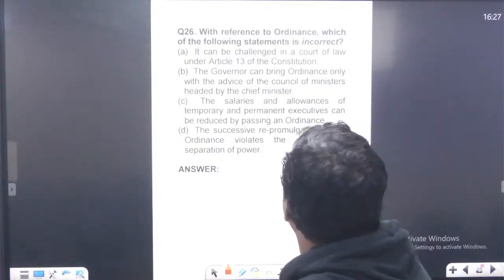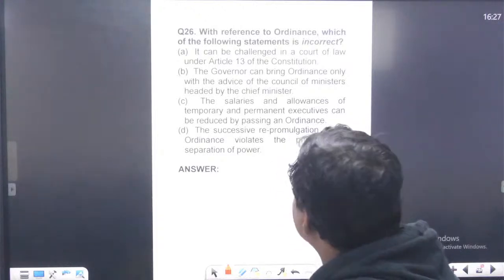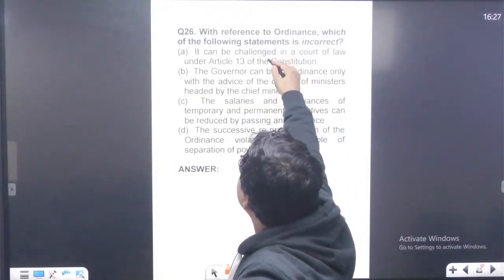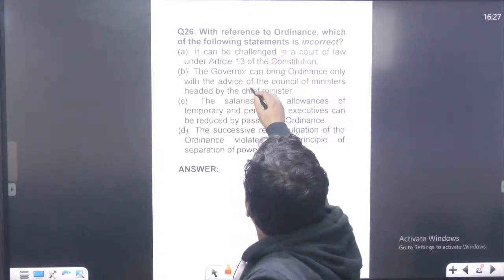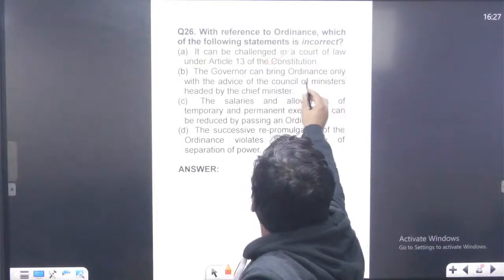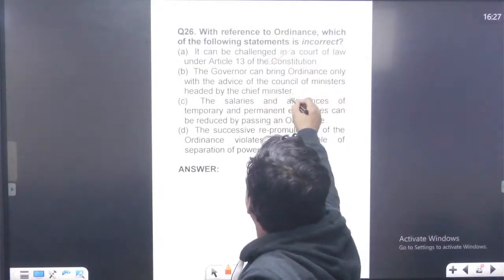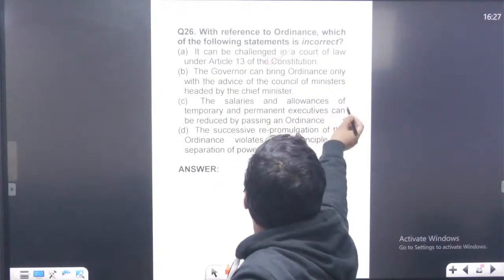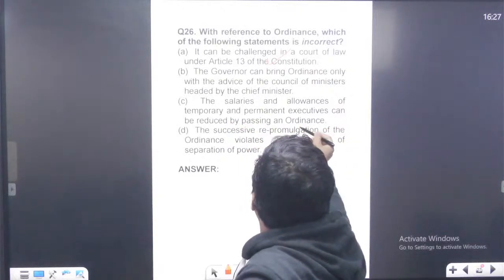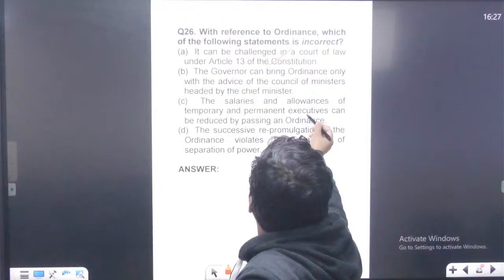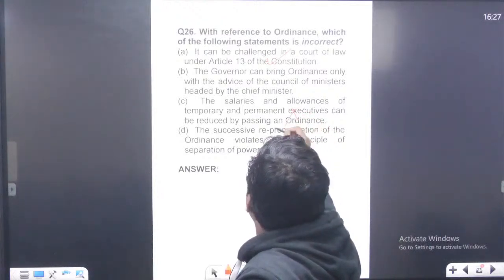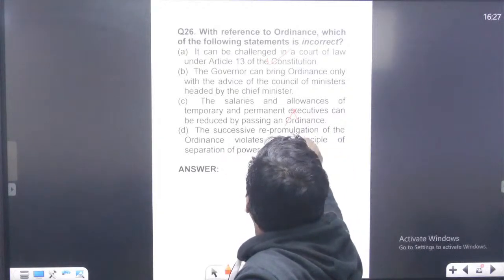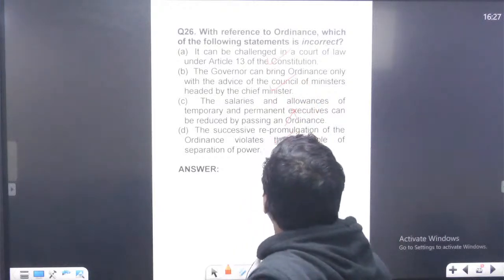With reference to the ordinance, which of the following statements is not incorrect? It can be challenged in a court of law under Article 13. Ordinance can be challenged, yes. The Governor can bring an ordinance only with the advice of the council of ministers. Now, for an ordinance, advice is not required. Salary and allowances of the temporary and permanent executive can be reduced by passing an ordinance. The successive one is correct. This one is not.